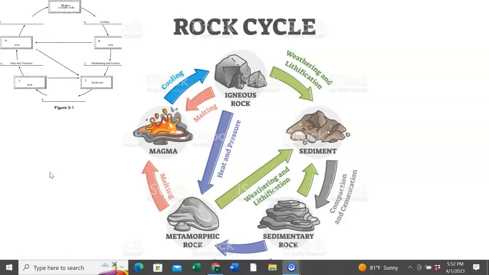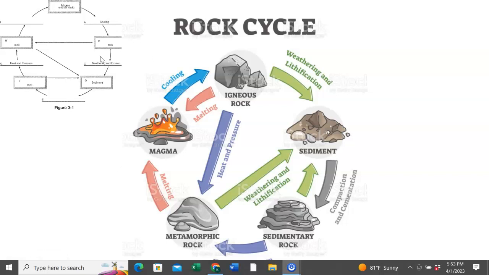So I did mention that this would be kind of our roadmap as we go through some of the next modules. And sure enough, we're in the midst of igneous rock. And this next week, we'll be talking about weathering and sedimentary rocks. And along the way, we'll be talking about sediment.